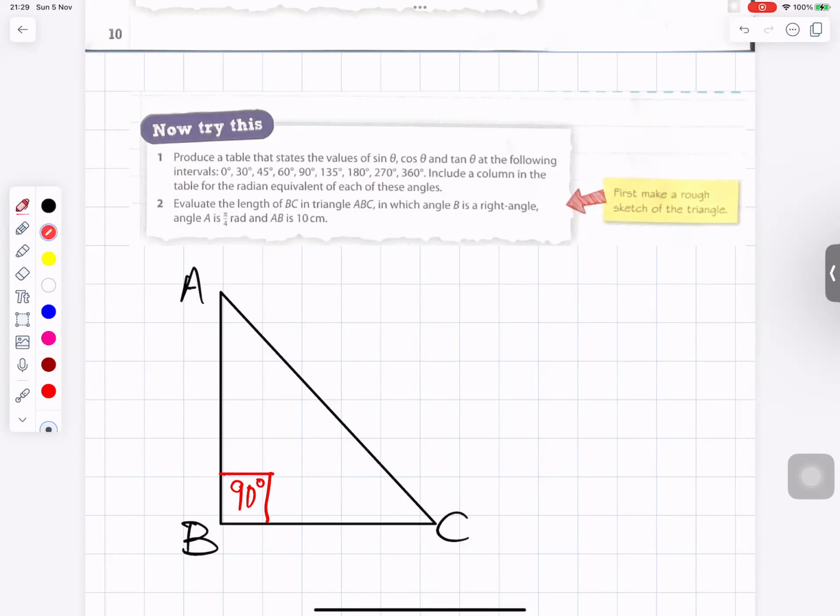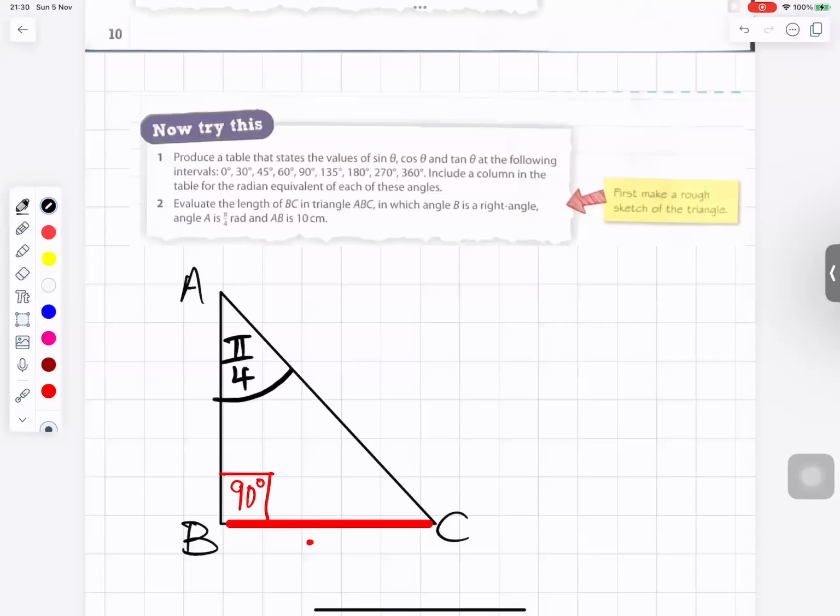So let's call this length of BC what we want to find. So we want to find the length of BC, the red one. The triangle ABC, in which angle B is 90. Angle A is pi over 4. Pi over 4 is how many degrees?